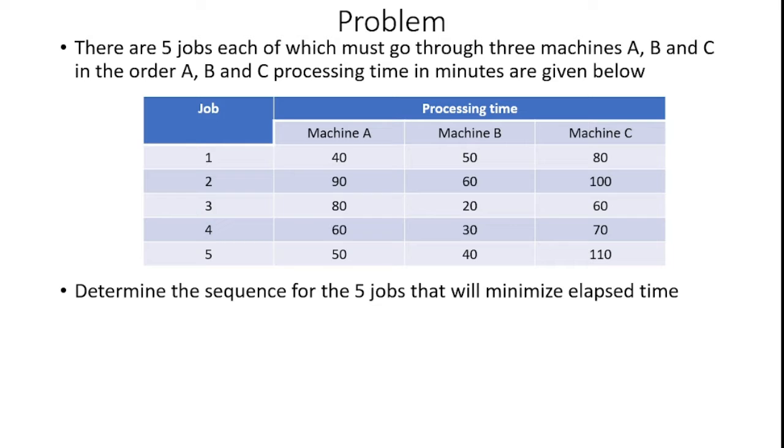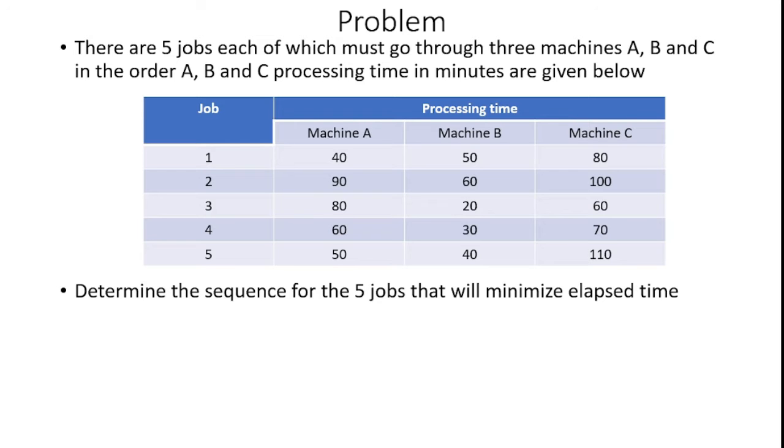The problem is there are five jobs, each of which must go through three machines, which are A, B, and C, in the order A, B, and C. Processing times in minutes are given below. For example, if I consider job 1, the processing time with machine A is 40 minutes, with machine B is 50 minutes, and with machine C is 80 minutes. Likewise, for 5 jobs, the data is available in this table. The question is, determine the sequence for the 5 jobs that will minimize elapsed time.